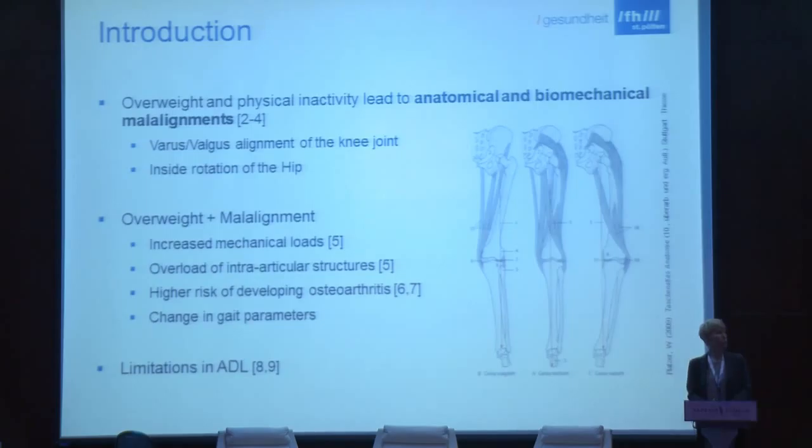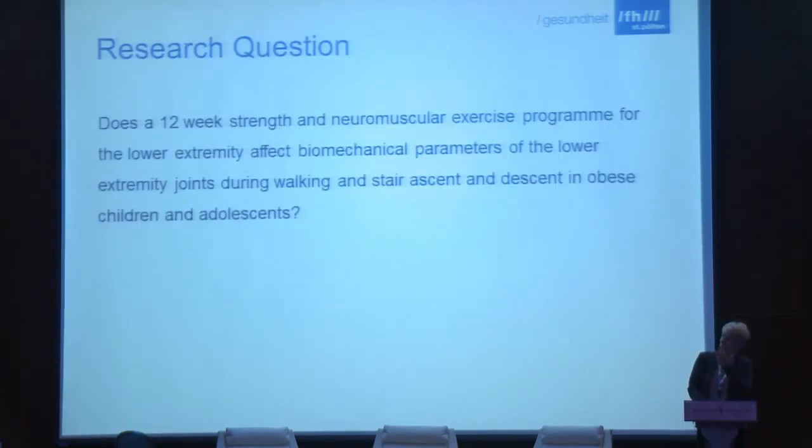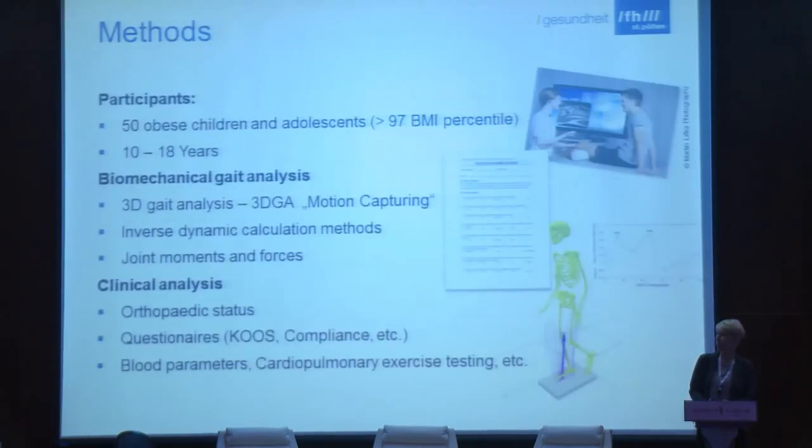And we also know from a lot of studies that overweight in combination with physical inactivity leads to anatomical and biomechanical malalignment, in particular in the hip and in the knee. We have again increased loads and in particular overload of the intra-articular structures, which will lead to osteoarthritis. So our research question was, if a 12-week strength and neuromuscular exercise program for the lower extremity affects biomechanical parameters of the lower extremity during walking and stair ascent and descent in obese children and adolescents.